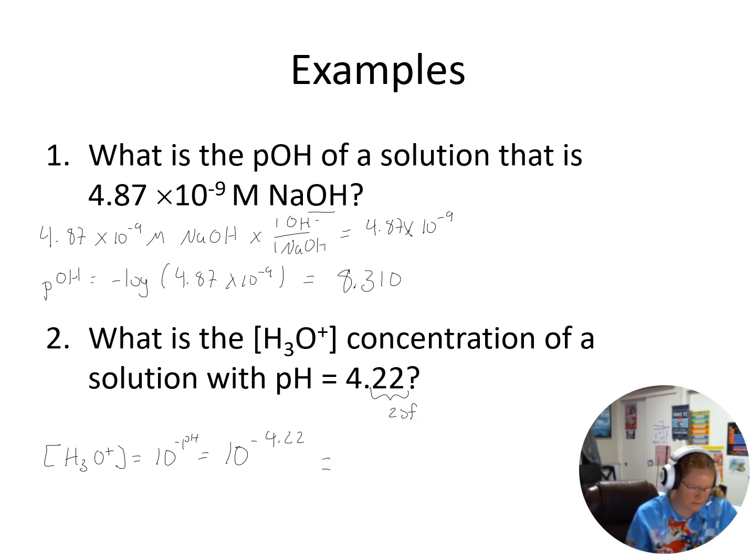Okay, so this is going to give us 6.0 times 10 to the negative 5th. And again, these brackets mean concentration in molarity, so that's molar. Okay, all right.